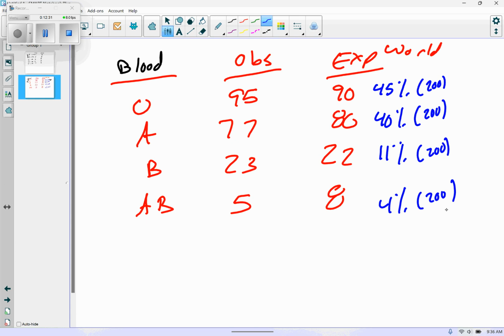So again, future assignments are coming up. This was just kind of a basic idea. So things that you have to look out for on these is, did they give you a percent? And if so, you have to multiply your percent by the sample size to find your expected value. So that's where the 90, 80, 22, and 8 came from. And 200 was our sample size. And then we have our observed. So these will start tying together over and over and over throughout the rest of this unit.